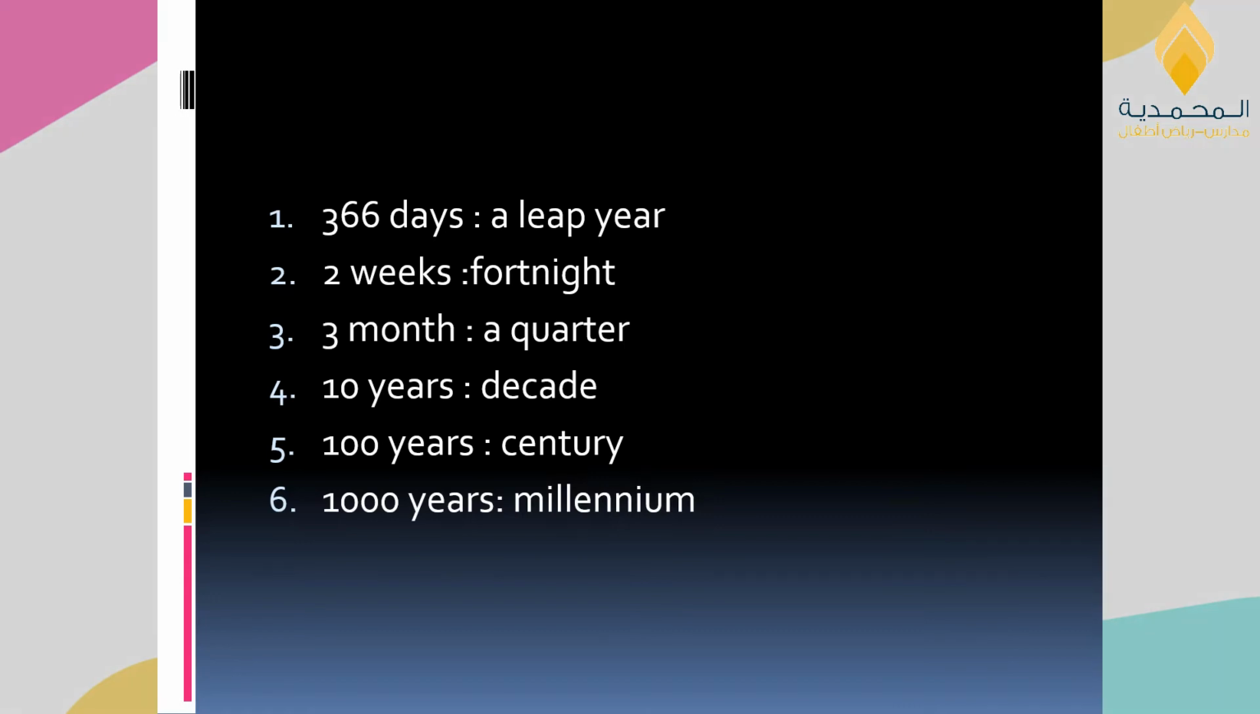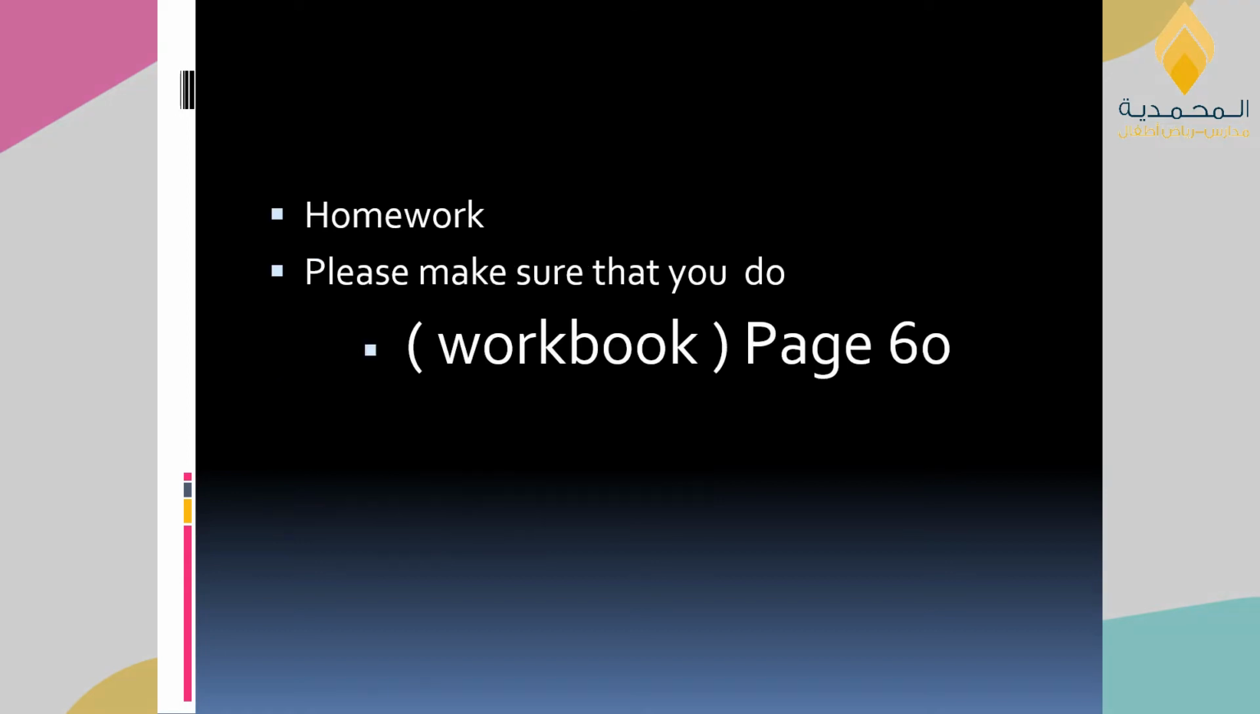10 years is called a decade. 100 years is called a century. And finally, 1,000 years is called a millennium. This was all for the vocab on page 68.